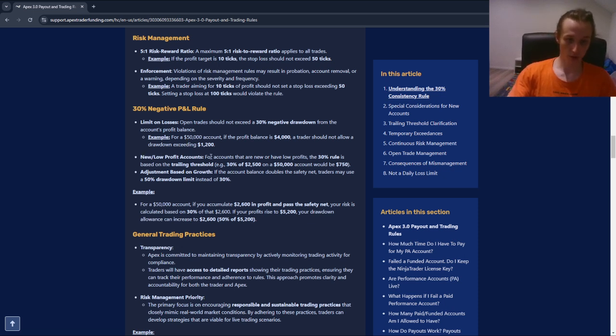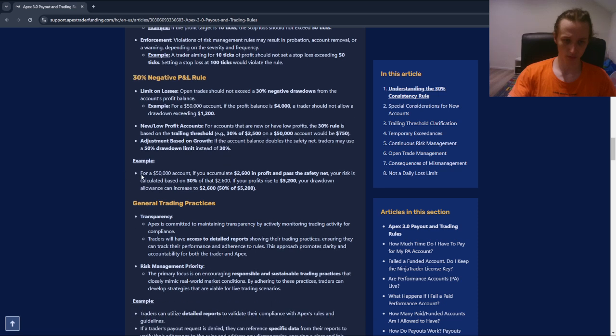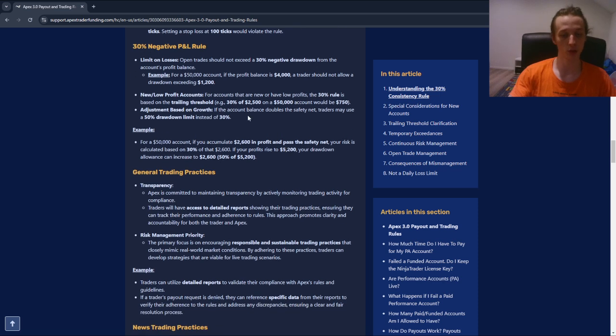For accounts that are new or have low profits, the 30% rule is based on the trailing threshold. Example: 30% of $2,500 on a $50,000 account would be $750. So yeah, never risk more than 30% in a single trade. No trader in their right mind would risk 30% of their entire account. In 3 hits is all it takes for you to get wiped out.